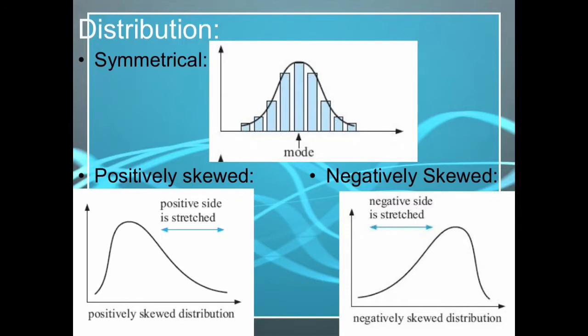Whereas for a negatively skewed graph, we see that the cluster is on the right side, but the tail is on the left side. So the tail of your data is going to show you if it's positively skewed or negatively skewed.